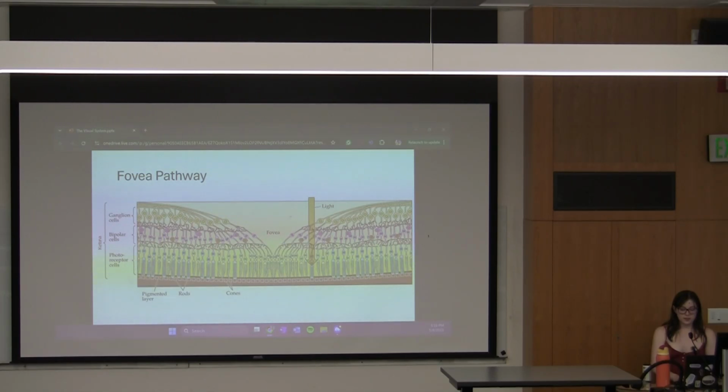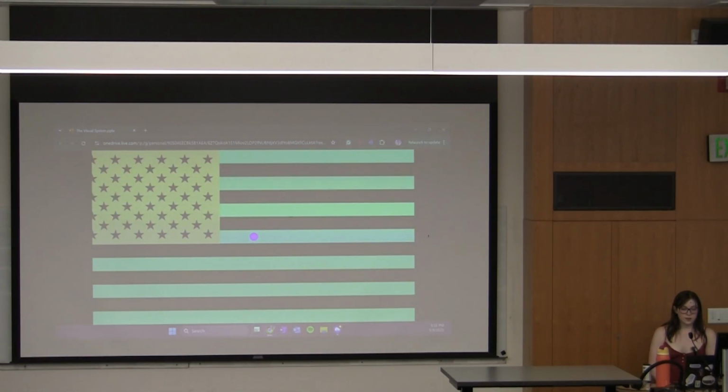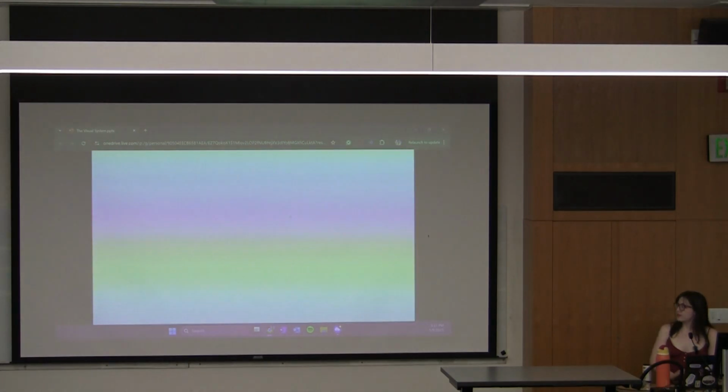So let's do a test. It's going to be a little awkward, but we're going to look at this for 40 seconds. Look at the pink dot. Are you guys seeing it? Yeah. So you should be seeing an American flag.